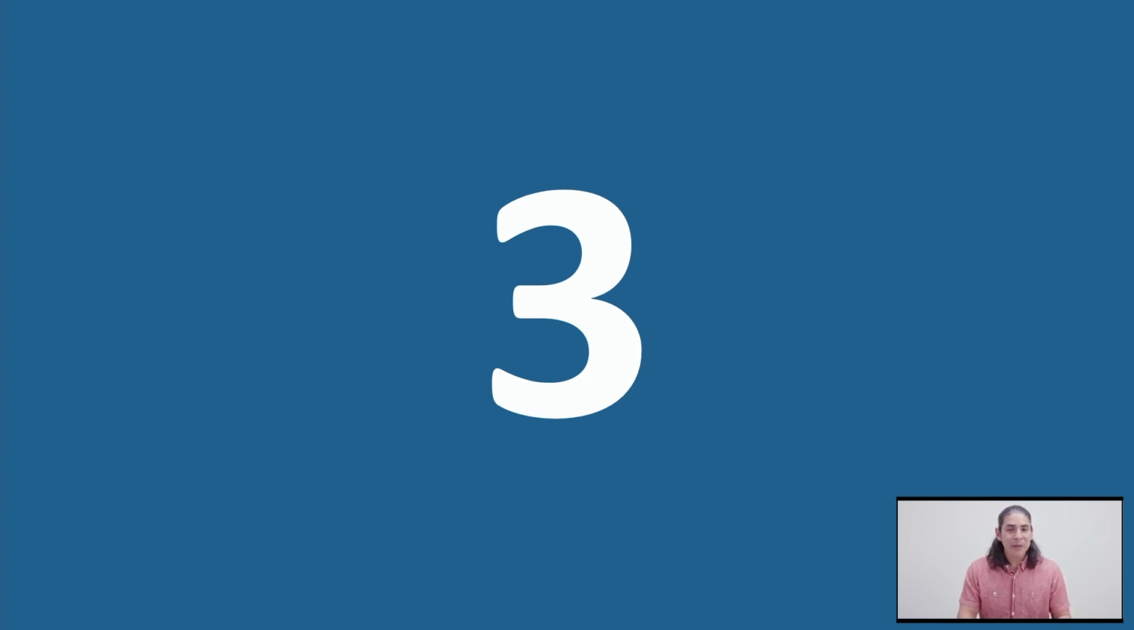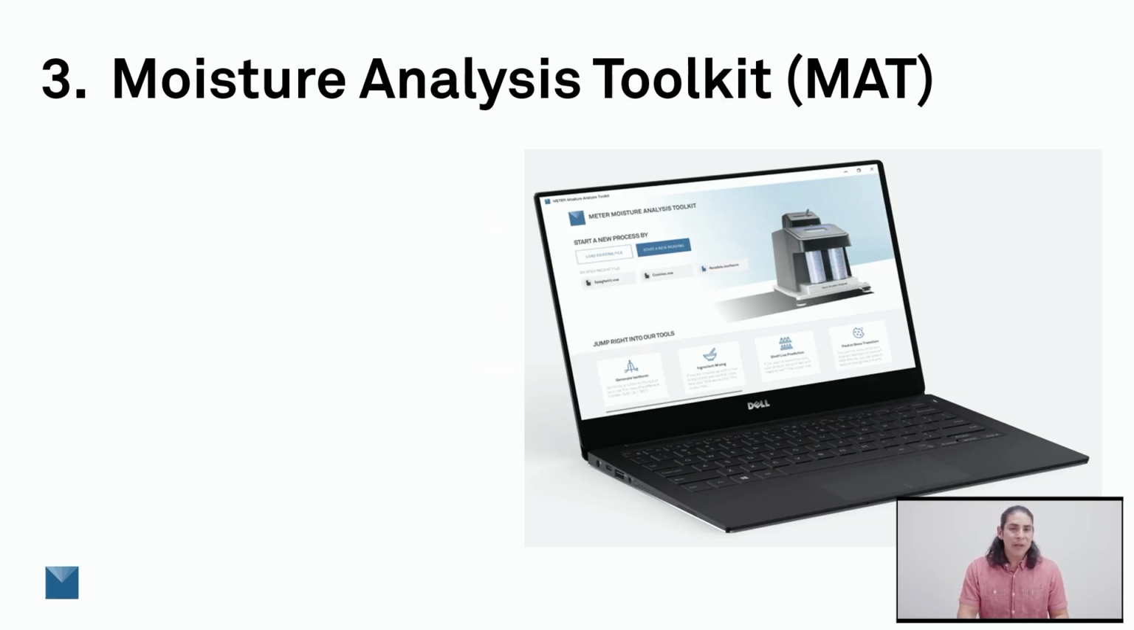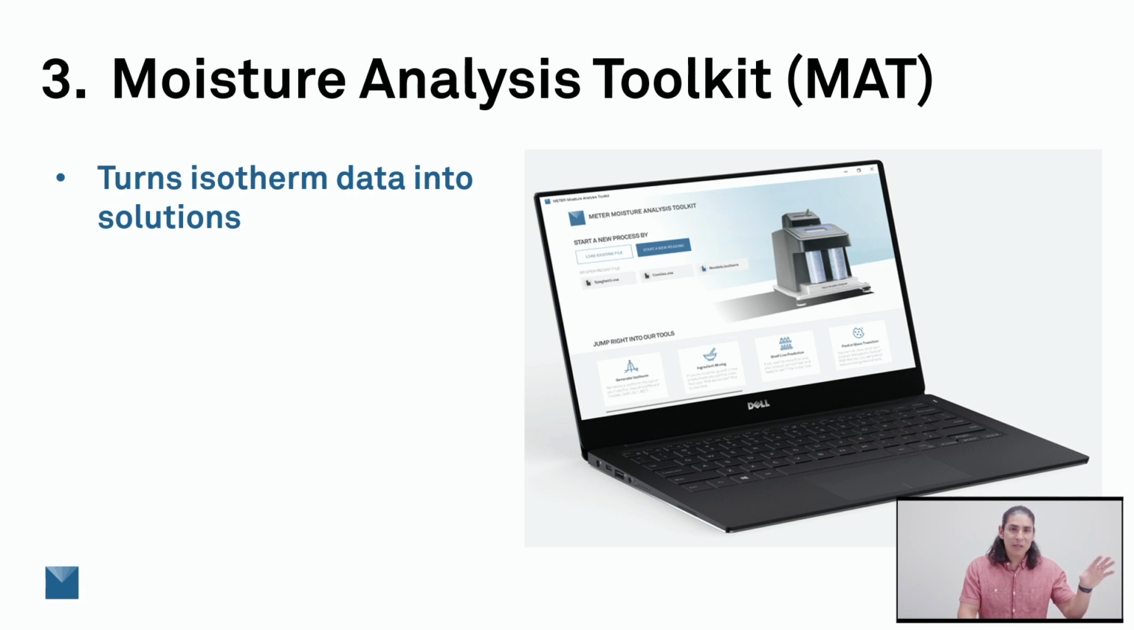The third fact about the AQUALAB VSA is that it comes with the Moisture Analysis Toolkit software, or the MAT. This is something that really makes our instrument stand apart from other isotherm generators, because other isotherm generators usually just provide you with some type of table readout or Excel format, and then they leave the data interpretation up to you. Our instrument comes with the MAT software, and it helps you to take those isotherms and turn them into a range of solutions, whether you're looking for a texture transition point, calculating a shelf life, predicting water activity at different temperatures, and so on.